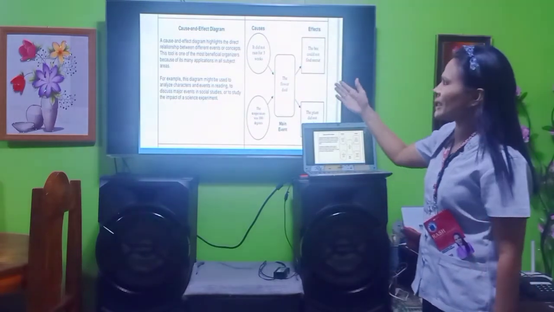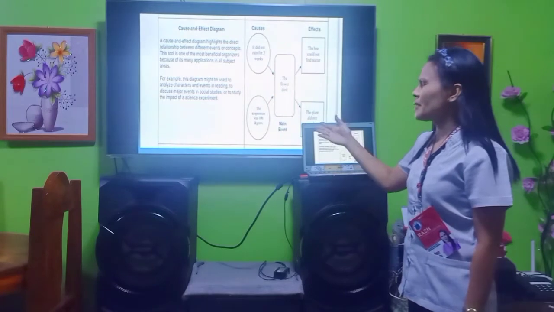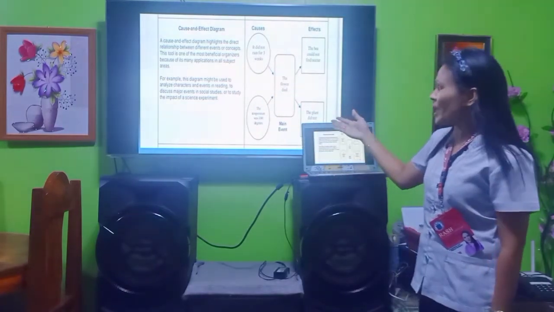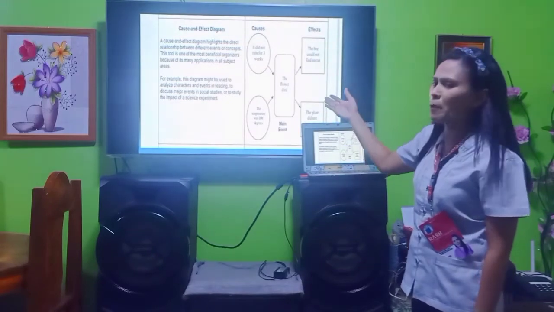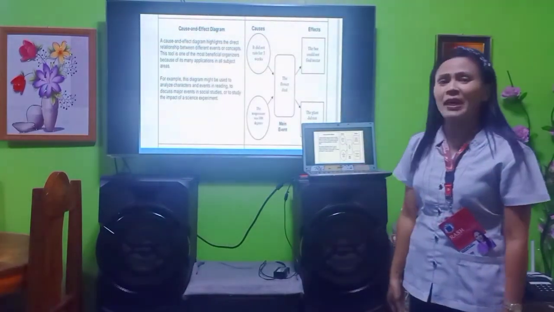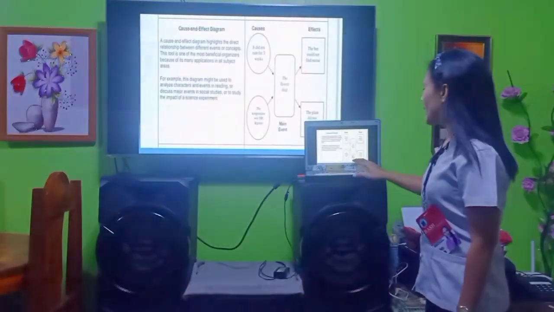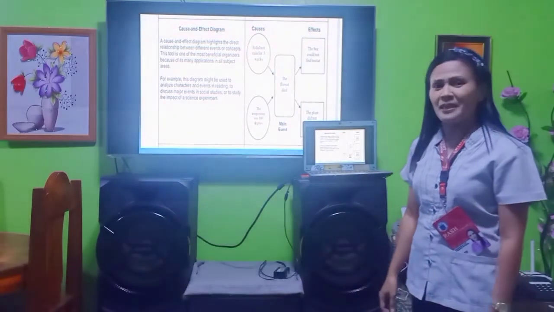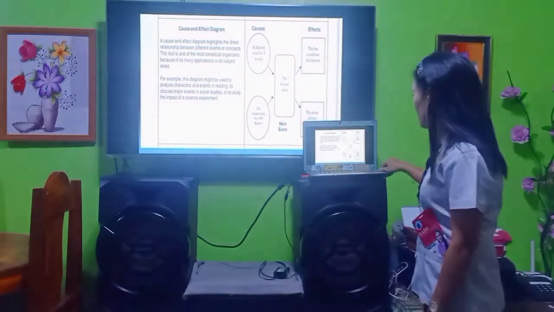So the causes here include it did not rain for 3 weeks and the temperature was 100 degrees. So what were the effects when the flower already died? So it includes the bee could not find a nectar anymore, and the plant cannot reproduce again. So this one is an example of a cause and effect diagram.